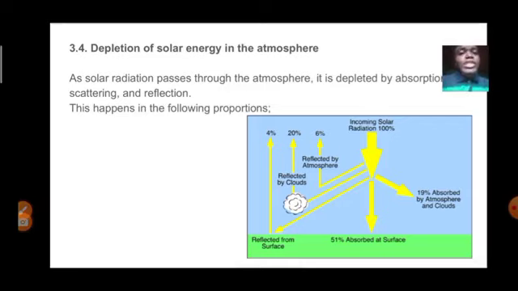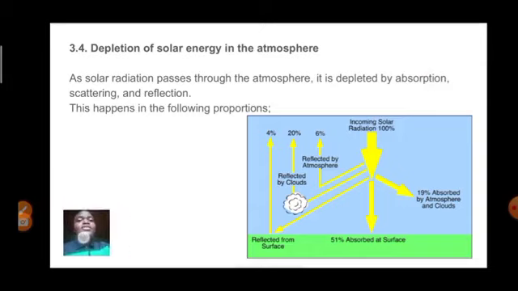Now looking at the depletion of solar energy. What do we understand by depletion? Depletion here simply means that something is deteriorating, something is diminishing, something is being destroyed. You know, something is being affected negatively from its original state.